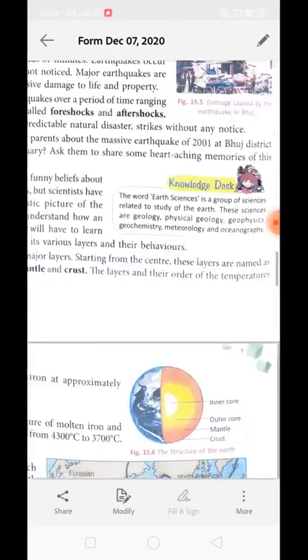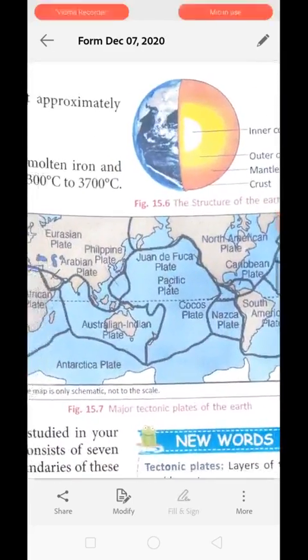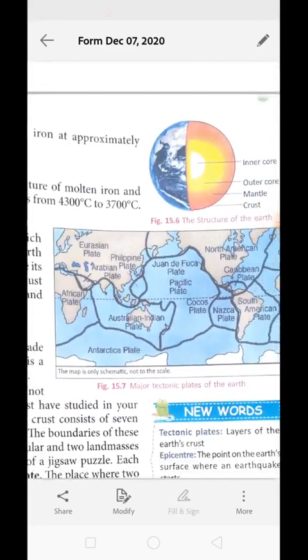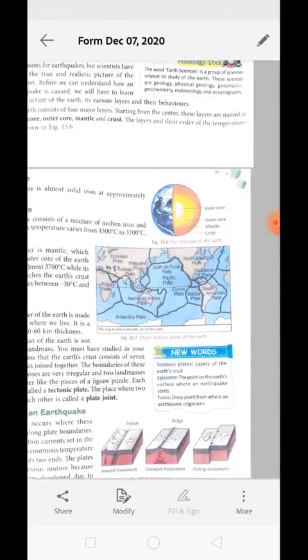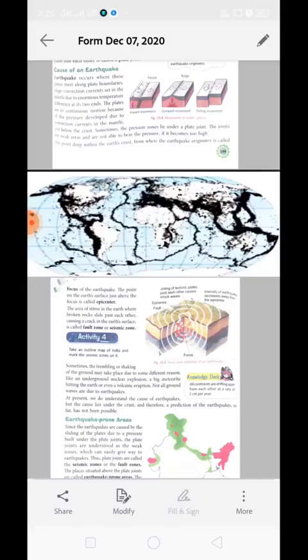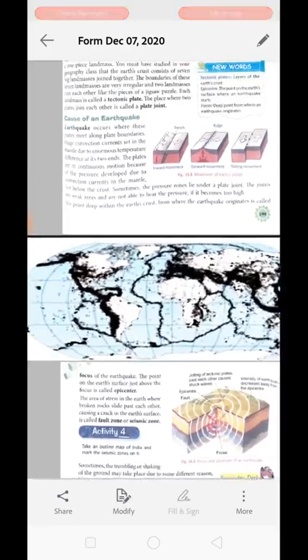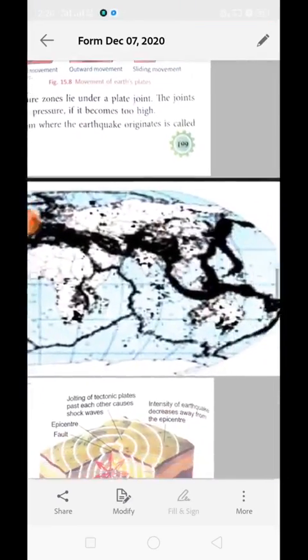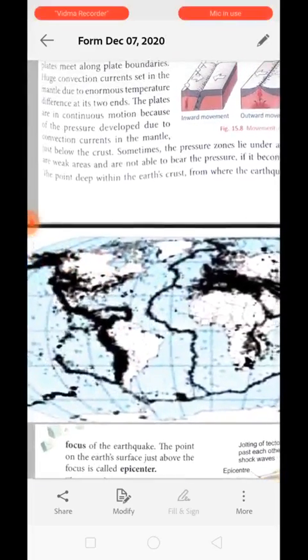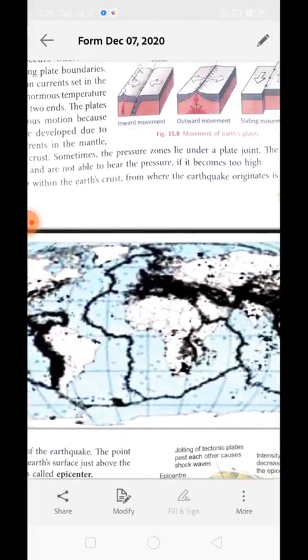Understood? Okay, see over here, this picture shows you the arrangement of the different major tectonic plates of the earth. In this way, the jigsaw puzzle like plates are interlinked with each other. Okay, now causes of earthquake. Earthquakes occur where these tectonic plates meet along the plate boundary. As you can see, all these lines are indicating the plate boundaries.